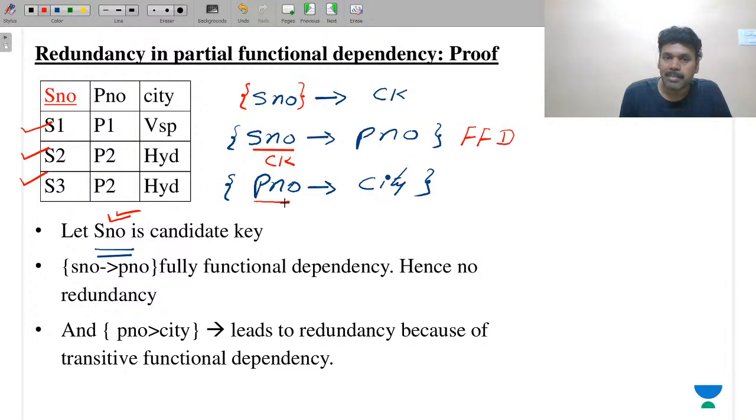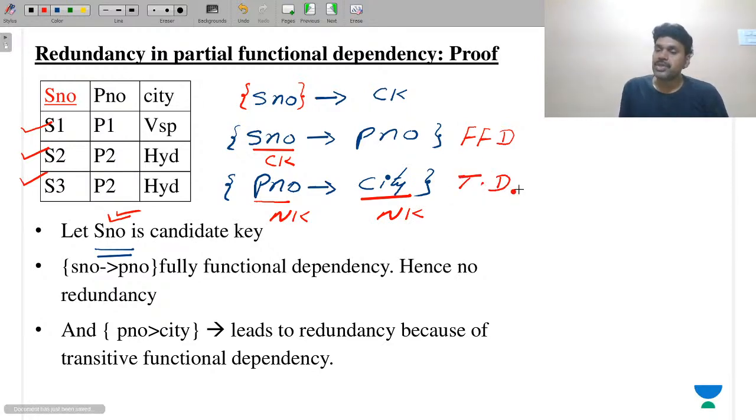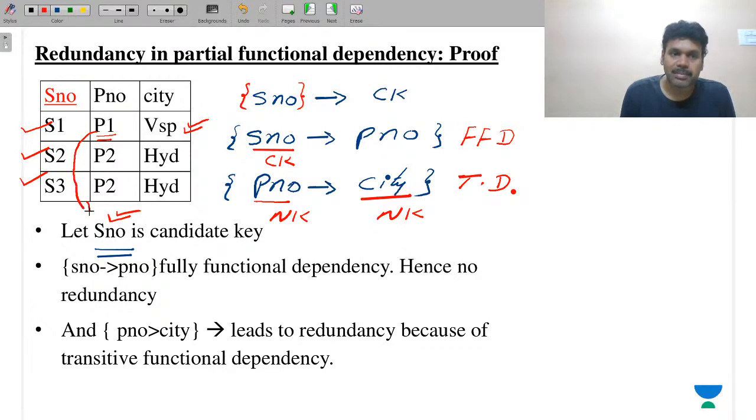But what about next? Please observe. PNO implies city. What is PNO? Non-key. What is city? Non-key. Therefore, it is a transitive dependency. How is it going to create redundancy? Please observe. P1, given city is VSP. Whenever P1 is coming, for example, if I write P1 one more time here, then 100% you have to get VSP. No doubt it has to come. So redundancy you are facing.